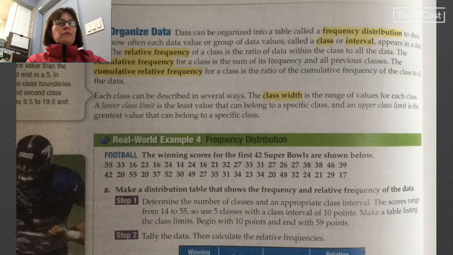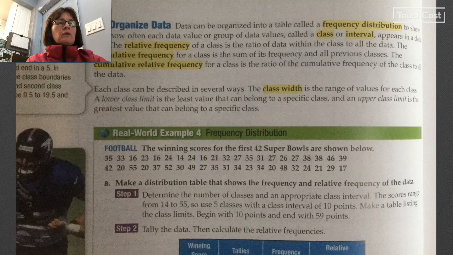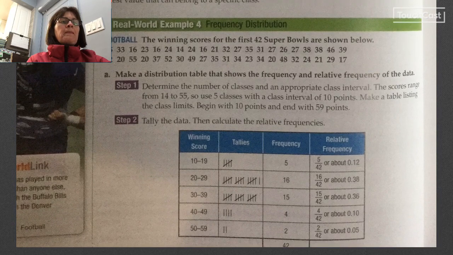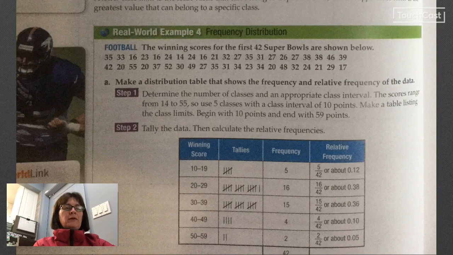We have 42 Super Bowls that had been played by the time your textbook got published, and these are the winning scores for those 42 Super Bowls. Can we make the frequency table? It's our job to notice what's the lowest score here. I see a 14.